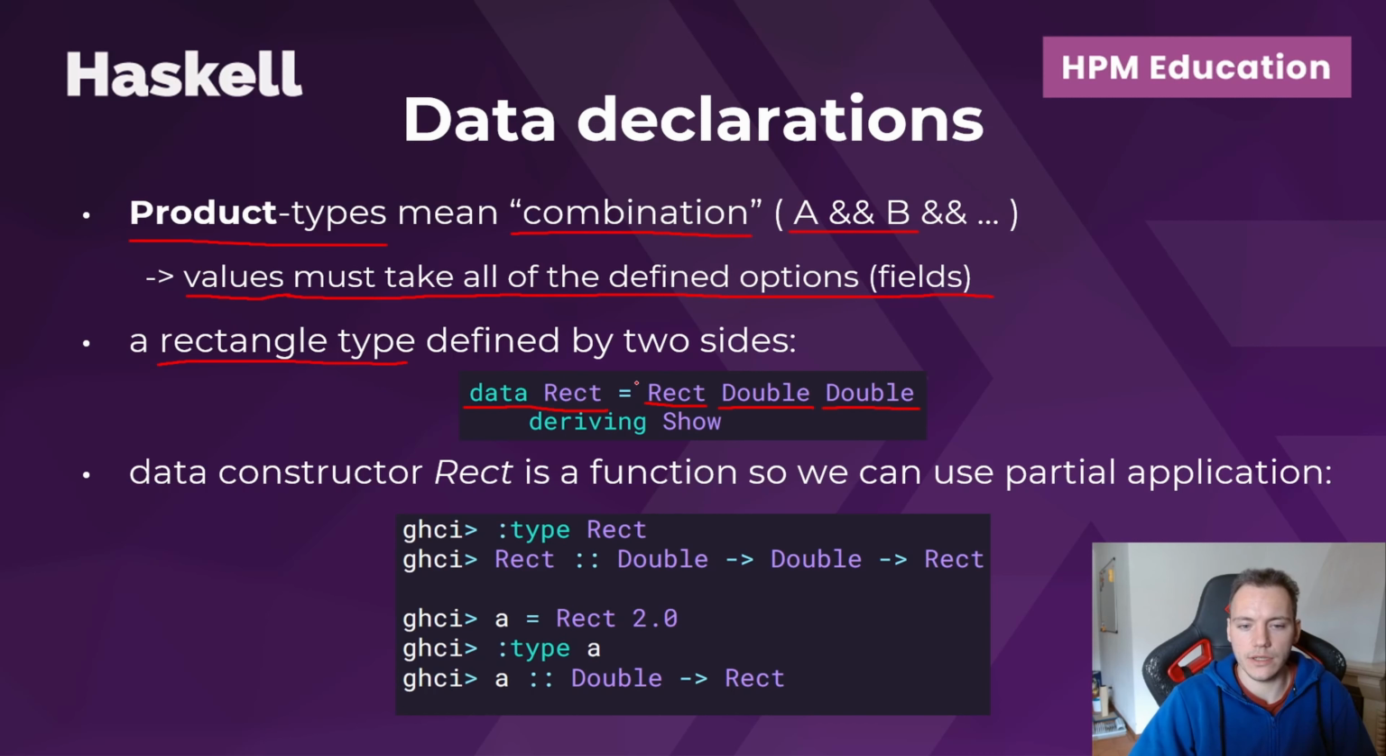So to create a value of type Rect, we need to use the data constructor, which is a function that accepts two arguments, or two of the options for this type, let's say, two properties. And so the data constructor Rect is a function. So yes, we can actually use partial application as well, because everything in Haskell is a function. So if we check the type of Rect, we'll get: accepts a Double, accepts another Double, and gives back a Rect. If we try to use partial application here, we say A is Rect but give it only one side, then we can check the type of A and it accepts another side to give back a Rect. So it's a partial application of the Rect data constructor.